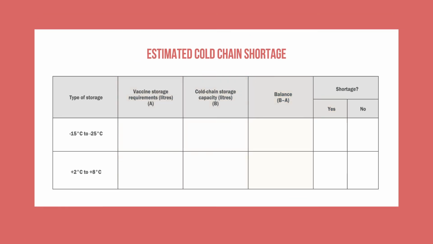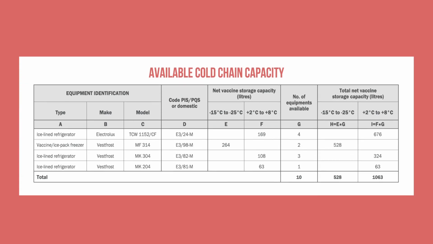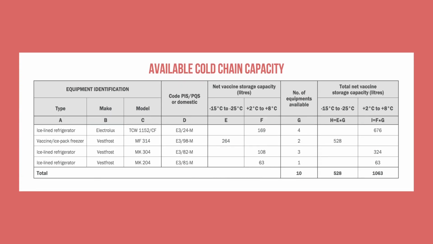For example, let us say you had 1,063 liters of refrigerator and cold room space available. You need 1,200 liters for an incoming vaccine shipment. When you subtract 1,200 from 1,063, you get a negative number. That means you will need to find additional cold chain storage space to safely store all your vaccines. In this video, we looked at how to calculate cold chain storage capacity and determine if there is sufficient cold chain storage capacity for your vaccine requirements.